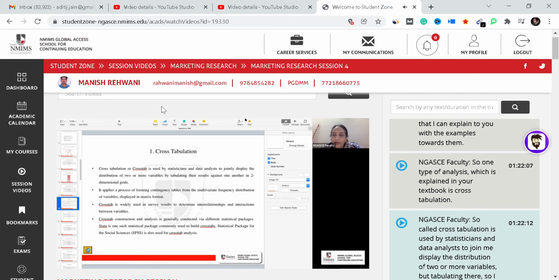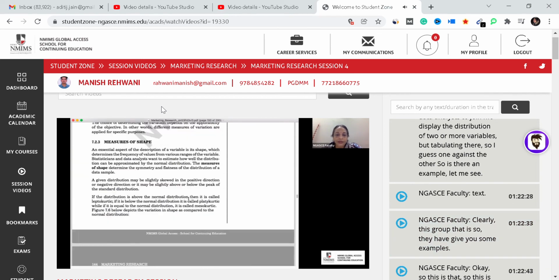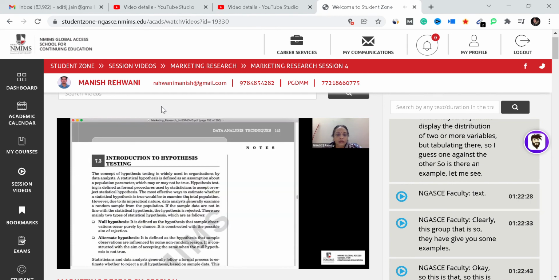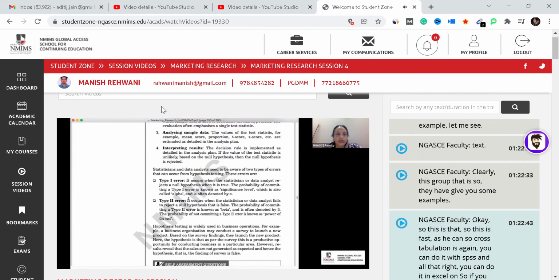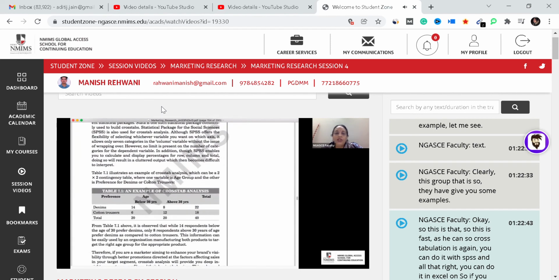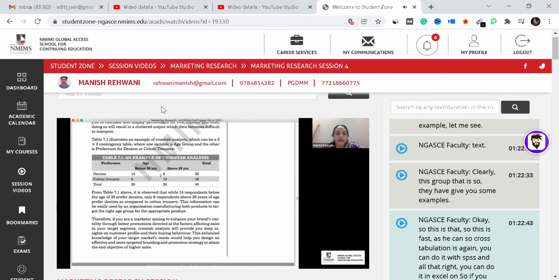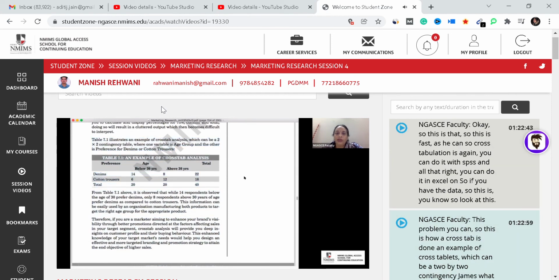So is there an example? Let me see it in the textbook. Quickly, let us go to the textbook. They have given you some examples. Okay, so this is cross-tabulation. Again, you can do it with SPSS and all that, right? You can do it in Excel also if you have the data. So look at this problem. This is how a cross-tab is done.